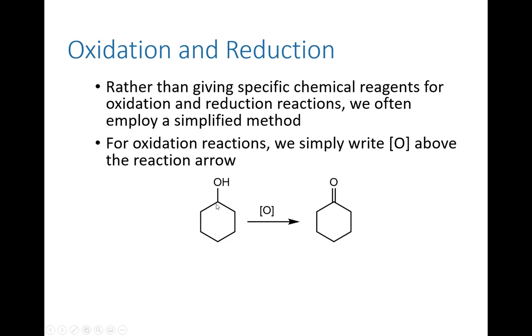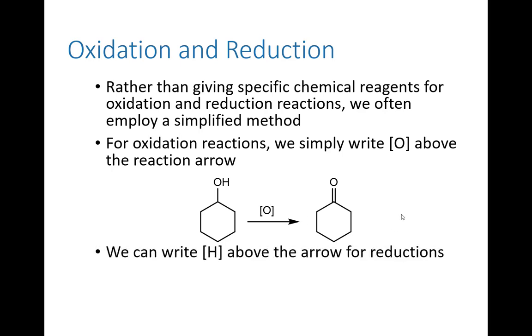What other bond is there? We only see 3 bonds, so that means there must be 1 hydrogen right there that we don't see. What did we say happens when we oxidize a secondary alcohol? We get a ketone. So this stands for a chemical called an oxidizing agent, and there are many chemicals that will do that.